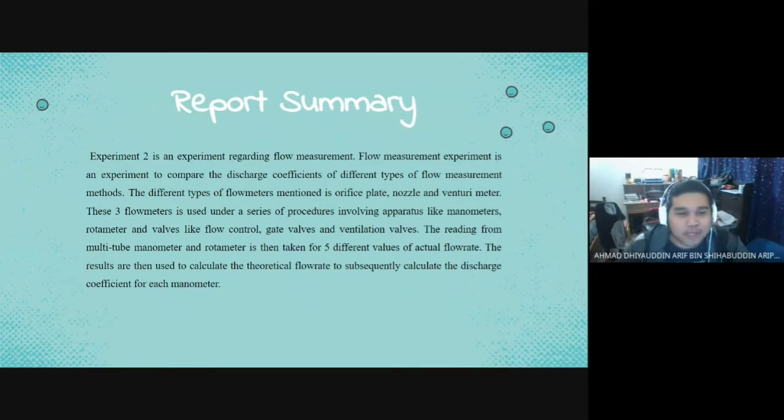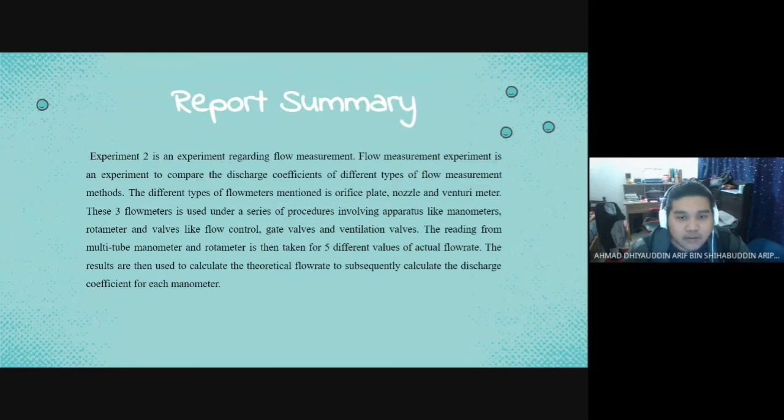I'm Darren. For the report summary, experiment 2 is an experiment regarding flow measurement. Flow measurement experiment is an experiment to compare the discharge coefficients of different types of flow measurement methods. The different types of flow meters mentioned are orifice plate, nozzle, and venturimeter. These three flow meters are used under a series of procedures involving apparatus like manometers, rotometer, and valves like flow control, gate valves, and ventilation valves.